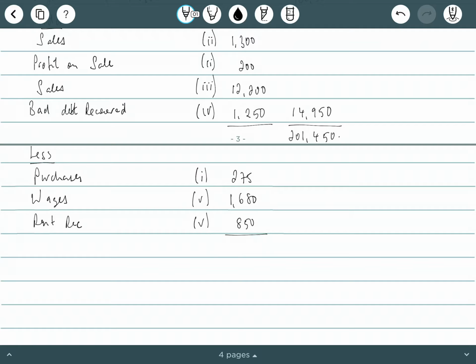Okay, add those 3 figures together. 275 plus 1,680 plus 850 gives you 2,805. So 201,450 minus 2,805 gives you 198,645. 198,645. All right, gents. And then that there, lads, is your corrected net profit.